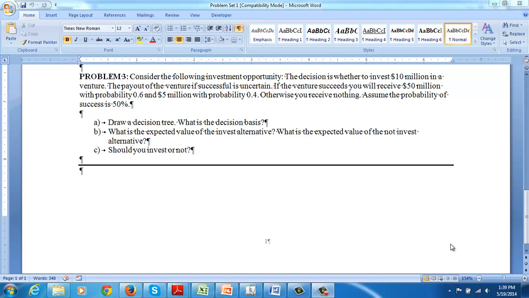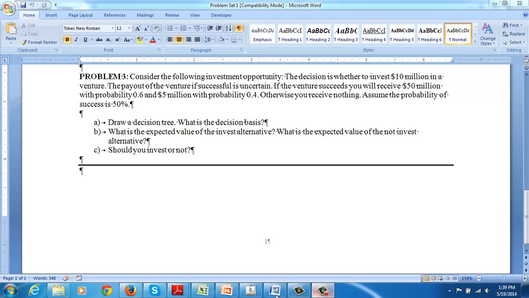So let's draw a decision tree, and let's look at the decision basis. The decision basis are the alternatives, uncertainties, and values of a problem. And for this, similar to problem 2, the alternatives are to either invest or not invest. The uncertainties are actually two of them this time. There is the successful venture or not, which is similar to problem 2. But in addition, there is a payout of the venture if successful. There's uncertainty around that. And then finally, the value is still the same. It's going to be in dollars million, with more is better.